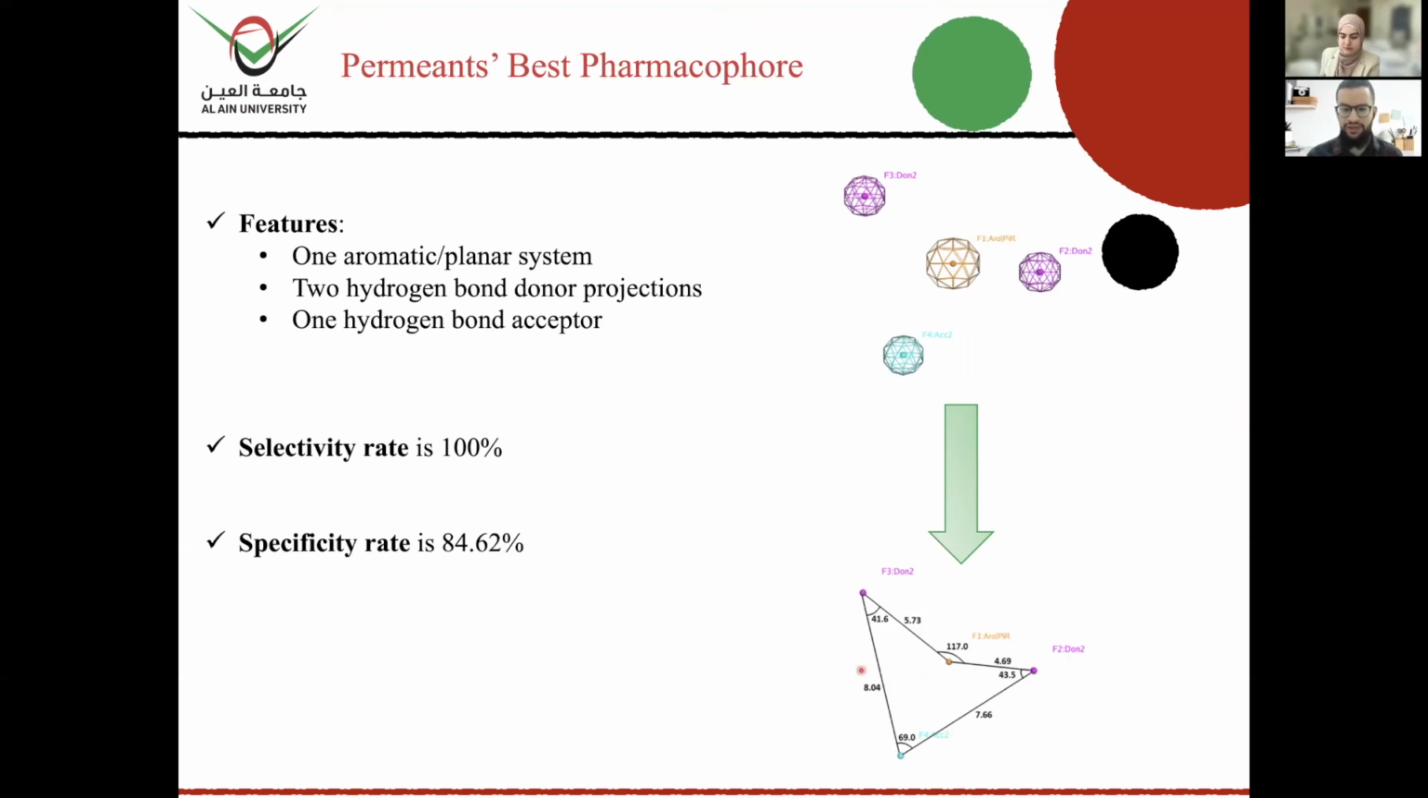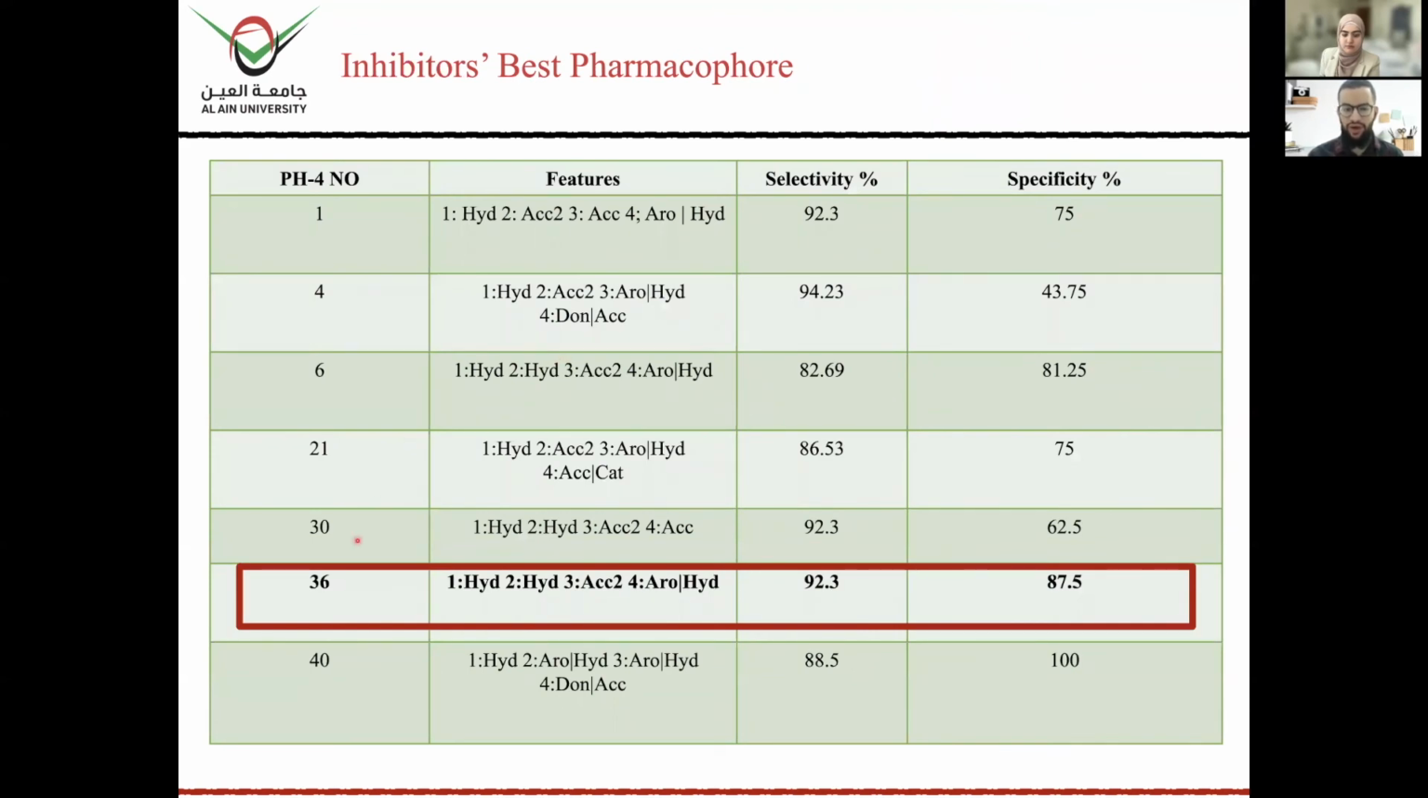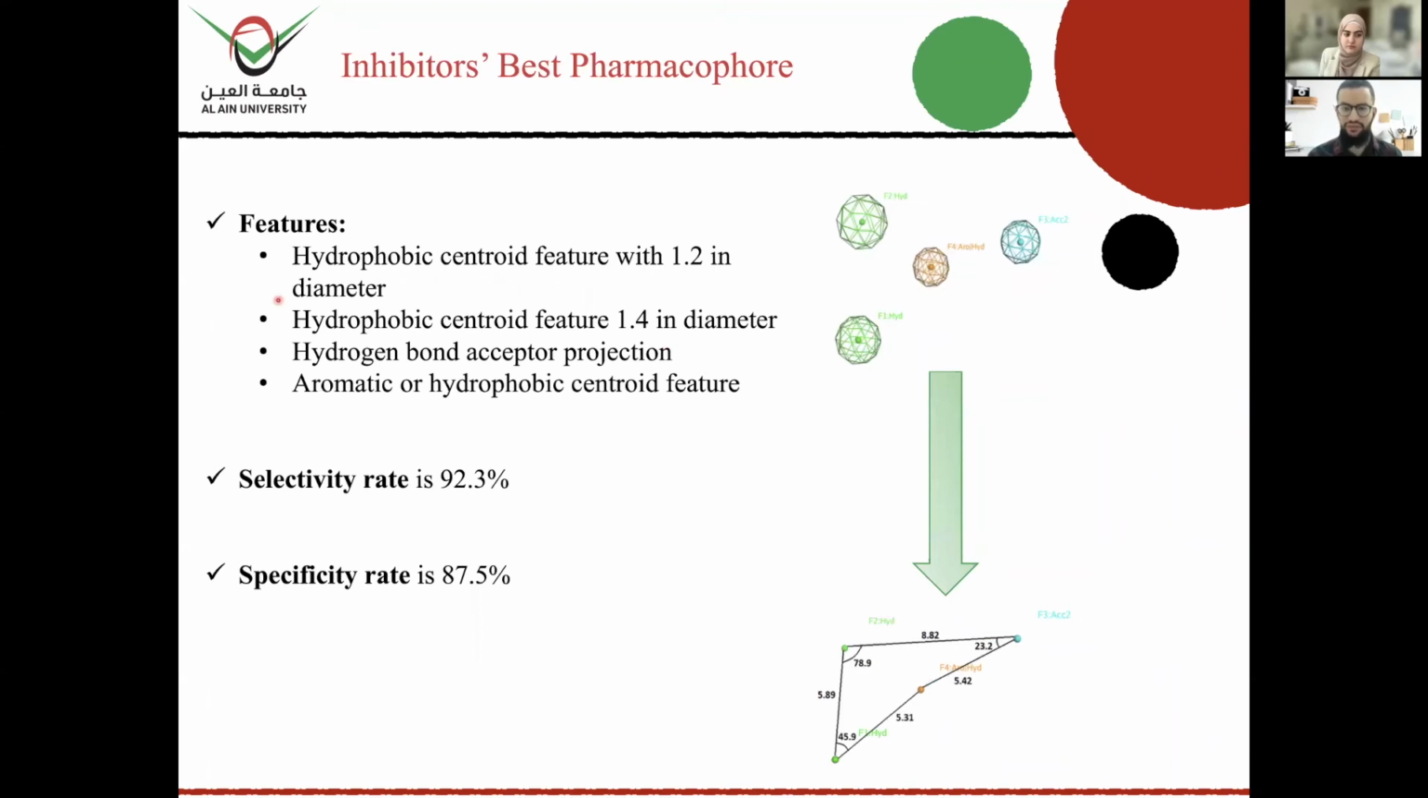On the right-hand side, we can see the 3D pharmacophore for the permeants as well as the generalized pharmacophore for the permeants. The same thing was done for the inhibitor pharmacophores, and we chose pharmacophore number 36, which has the following features. Hydrophobic center feature was 1.2 in diameter. Hydrophobic feature was 1.4 in diameter. Hydrogen bond acceptor projection, aromatic or hydrophobic center feature, and it successfully scored a selectivity rate of 92.3% and a specificity rate of 87.5%. And also we can see its 3D structure for the pharmacophore as well as the generalized pharmacophore.